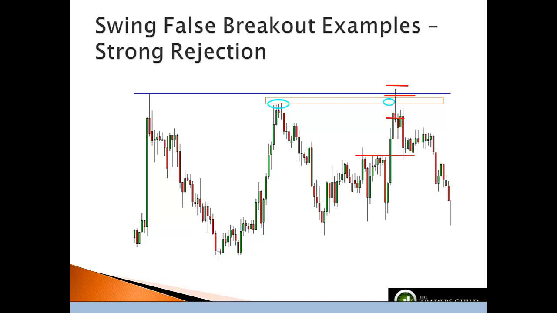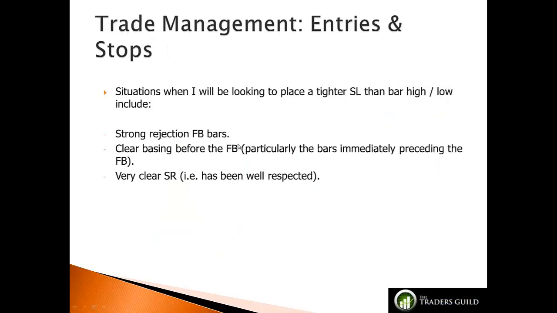Okay, so they are the three main scenarios where I'll look for a tighter stop loss: strong rejection bars, clear basing before the false breakout, particularly if it's on the bars immediately preceding the FB, and a very clear and concise SR that's been well respected. They are the three common scenarios where I would potentially look for a tighter stop loss. But as I've been over and tried to get across, it's all about being objective and logical, considering the setup as a whole. Not looking for a series of rules, just looking at that setup and considering its own merits. Okay, what that tells you in terms of what should hold on any retest.